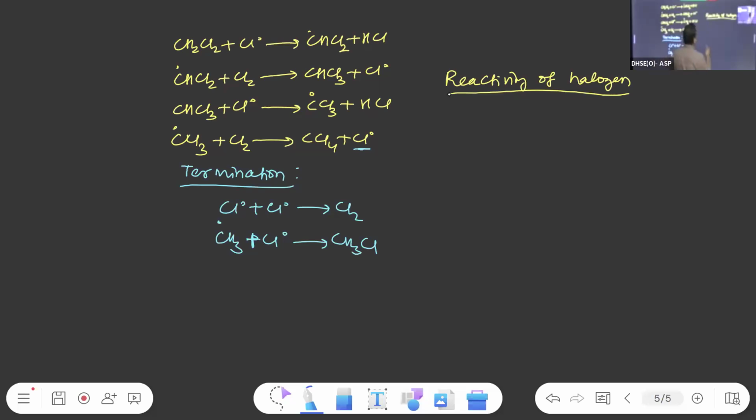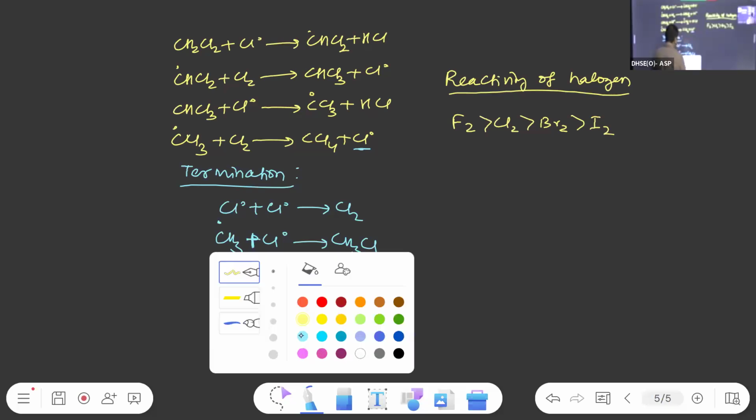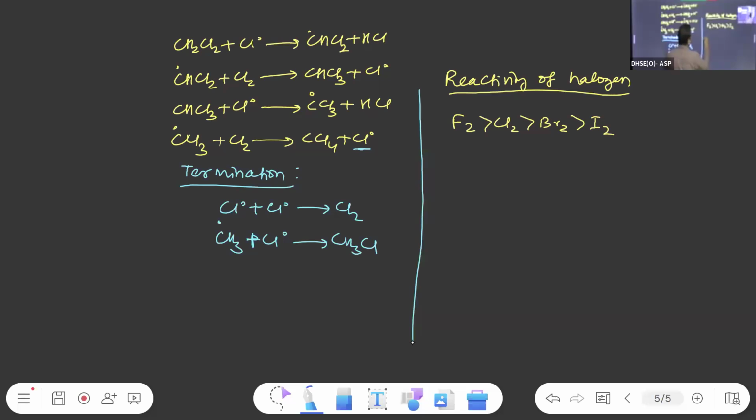The order is: fluorine comes highest, then chlorine, then bromine, then iodine. Fluorination, chlorination, bromination, then iodination. Fluorine is most reactive and iodine is least reactive. So this is the reactivity order. So we cannot make direct fluorination and iodination. Direct fluorination and iodination are not allowed.